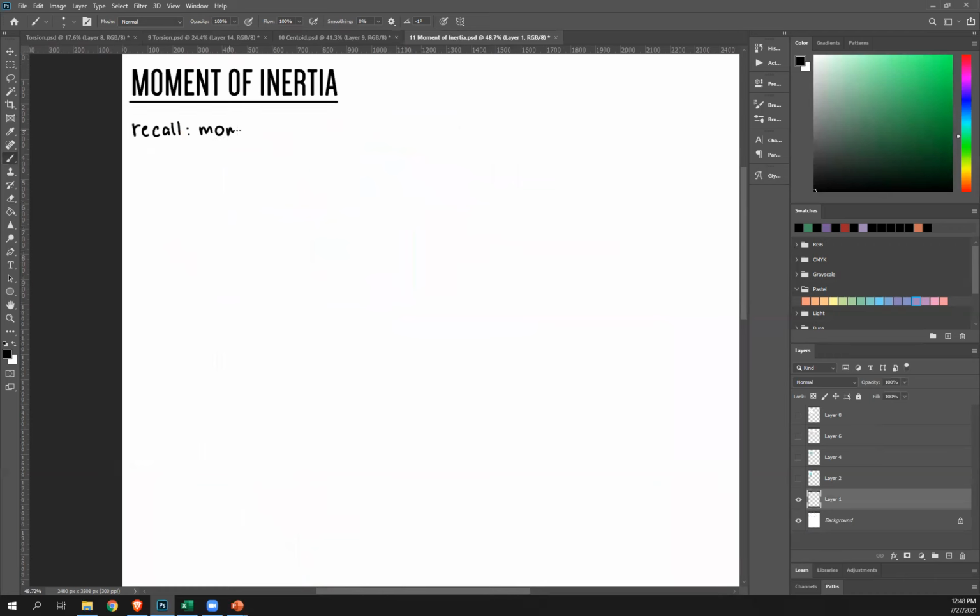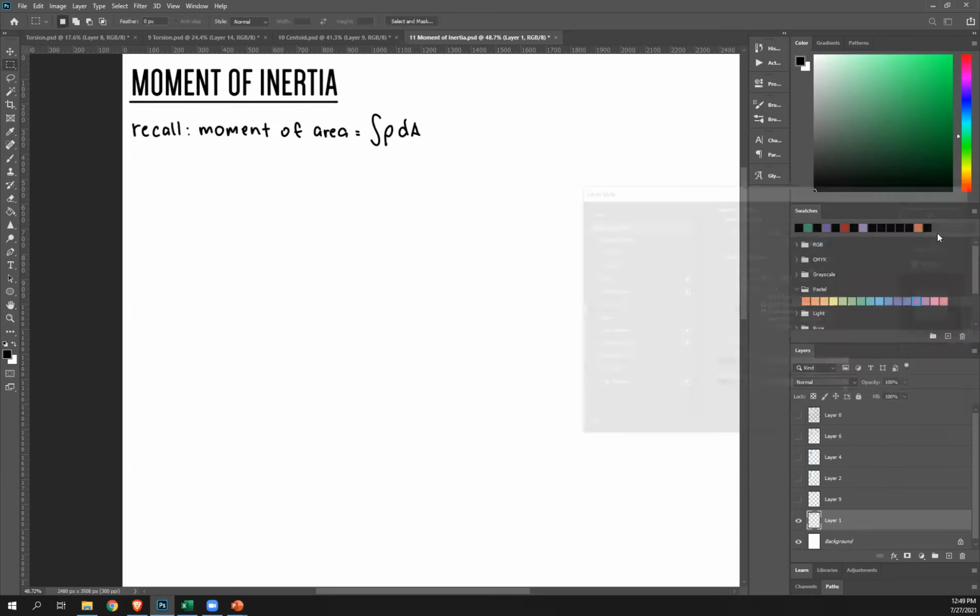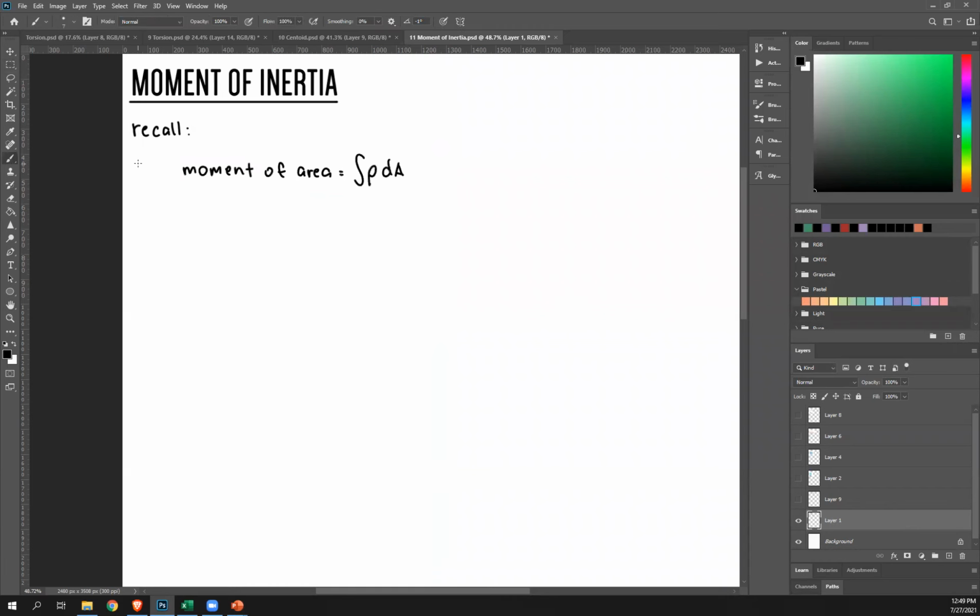So moment of area is integral of differential area times distance. And let's call that distance rho. So rho dA. Okay? So this is your first moment of area. We'll specify this as first moment of area.